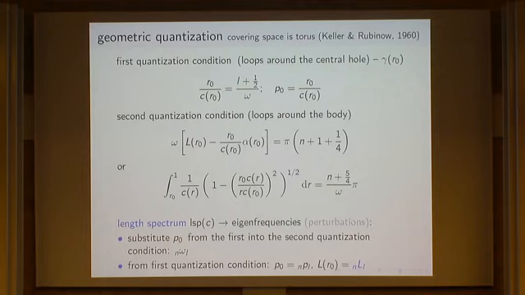And once I have that, I substitute it back into the first quantization condition, and I get the ray parameter that actually generates a closed geodesic. And so I'm done.